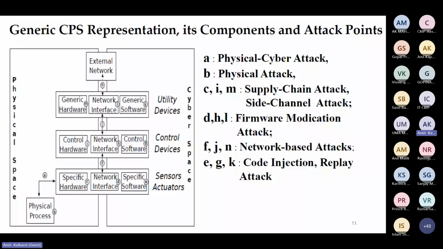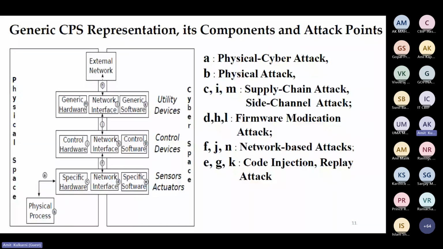In the figure, A means it's a physical cyber attack. B means it's just a physical attack. CIM means it's a supply chain attack, meaning any component of a power system, like hardware components, when its use in the system gets affected. DHL relates to firmware modification attack. As we know, we have different types of firmware for relays, meters, IEDs, RTUs, etc. So the attacker can modify that firmware and hamper the system.